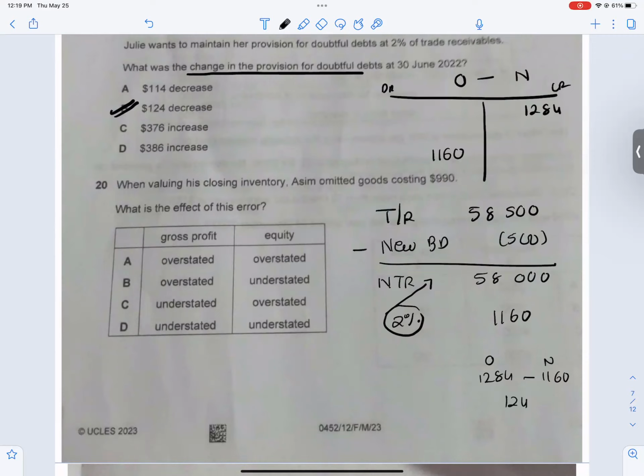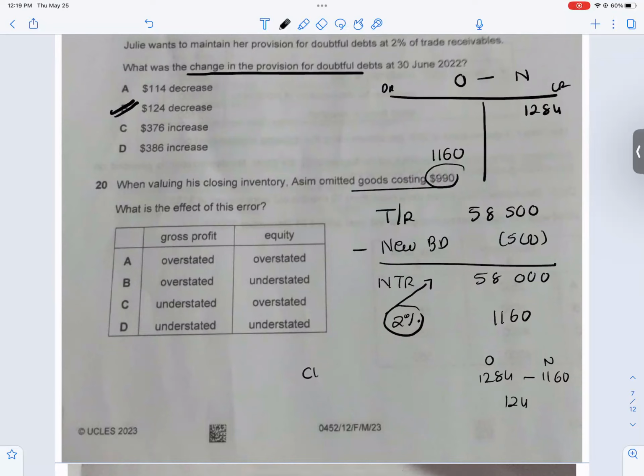Go to the next one. When valuing his closing inventory, Asim omitted goods costing 990. What is the effect? To ensure that the gross profit is not overstated. Asim omitted goods costing 990, so it'll be understated because you didn't do it. Okay, gross profit not understated.